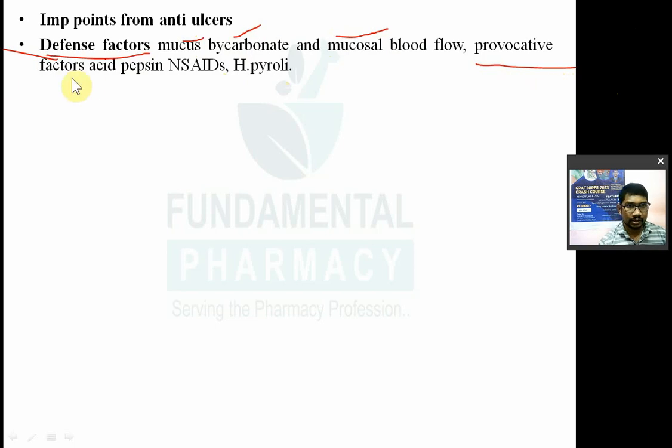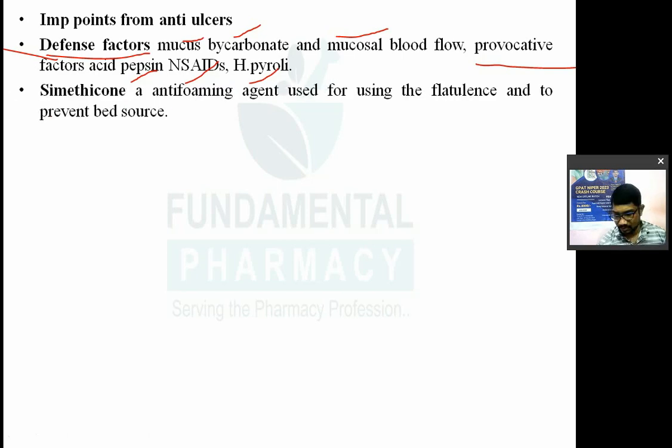Now what do you mean by provocative or aggressive factors? They are nothing but pepsin, H. pylori infection and NSAIDs, meaning drugs. So pepsin, NSAIDs and H. pylori will increase the acid. The mucus bicarbonate and mucosal blood flow, yeah, decrease karenge, okay?